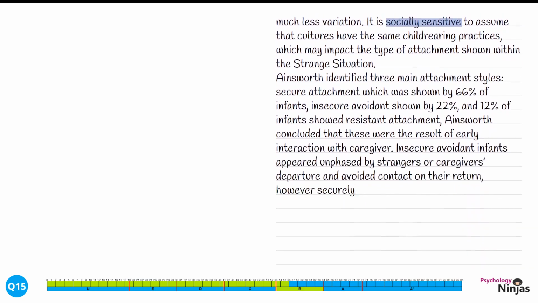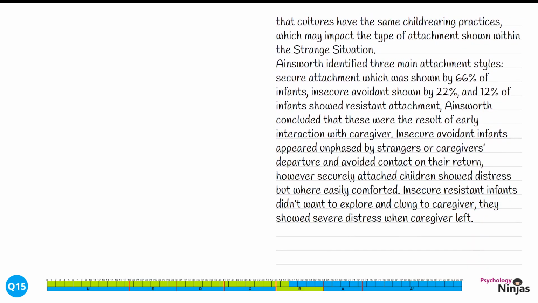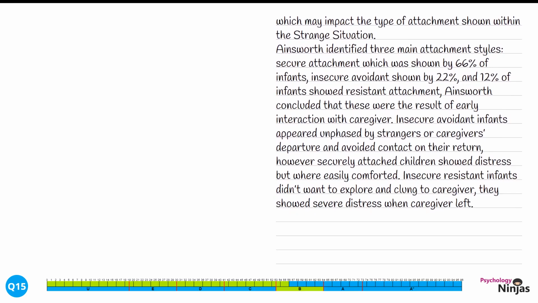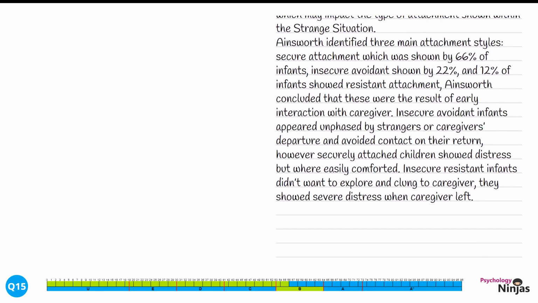Ainsworth identified 3 main attachment styles: secure attachment, which was shown by 66% of the individuals, insecure avoidant, shown by 22%, and 12% of the infants showed resistant attachment. Ainsworth concluded that these were the result of early caregiver interactions.